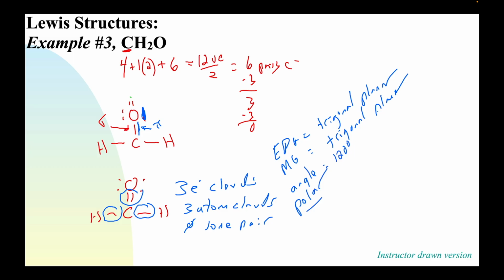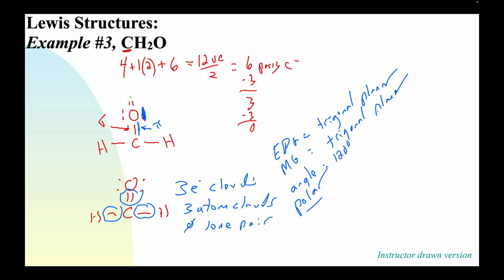Not everything around the carbon is the same. Like if carbon had just hydrogens around it, it would be non-polar. If carbon had just oxygens around it, it would be non-polar. But this molecule has both hydrogen and oxygen. Those are different. This molecule is going to be polar.